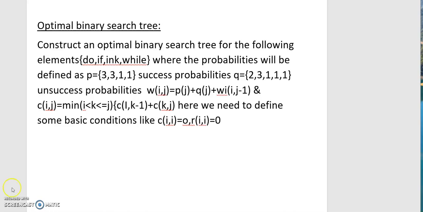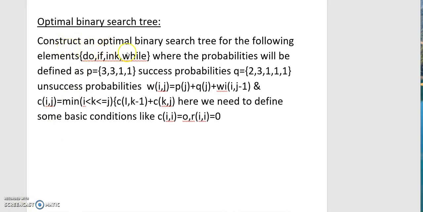Hi guys, welcome to all. Today we are going to discuss the optimal binary search tree. Construct an optimal binary search tree for the elements do, if, int, while. The probabilities are 3, 3, 1, 1 as success probabilities and 2, 3, 3, 1, 1 as unsuccessful probabilities. Then we have to find the weight.